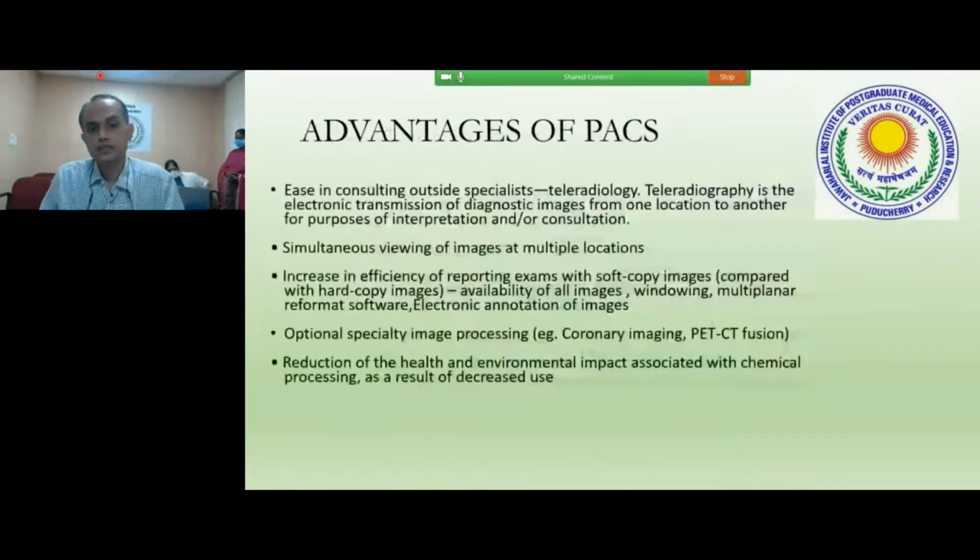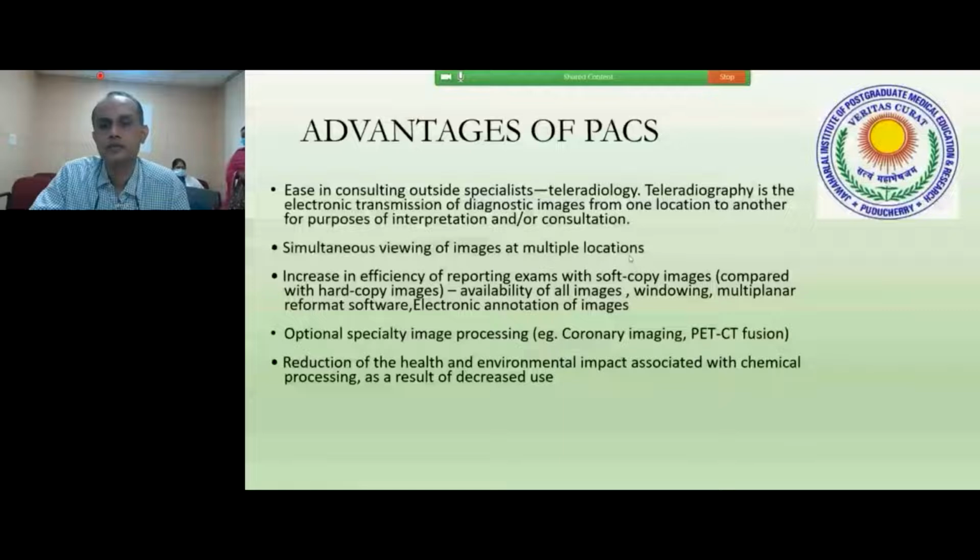The other advantages of the PACS are consulting outside specialists. For example, if we need a specialist opinion from another hospital, then through teleradiology, the images can be transferred and the interpretation can be obtained. Also, simultaneous viewing of images at multiple locations in the hospital.